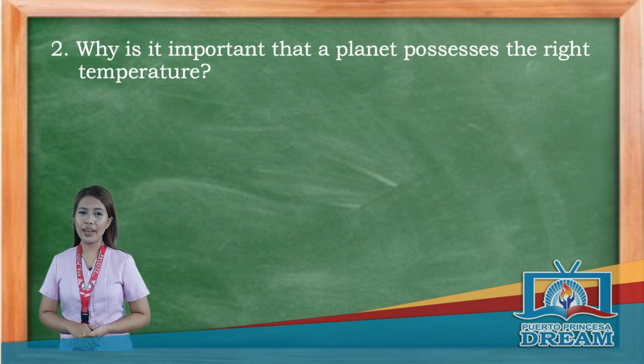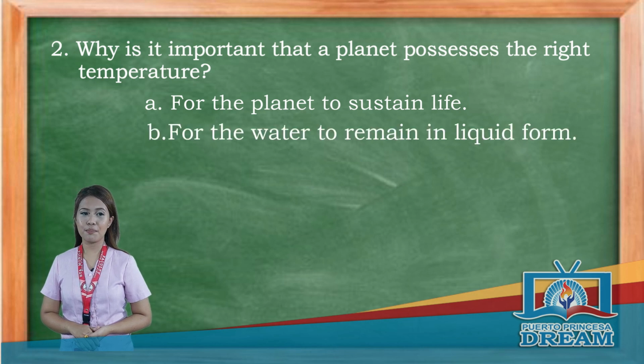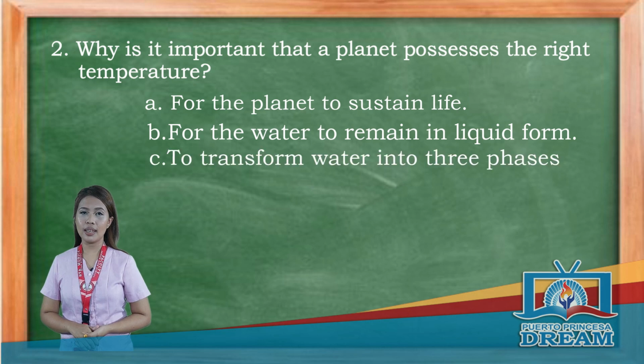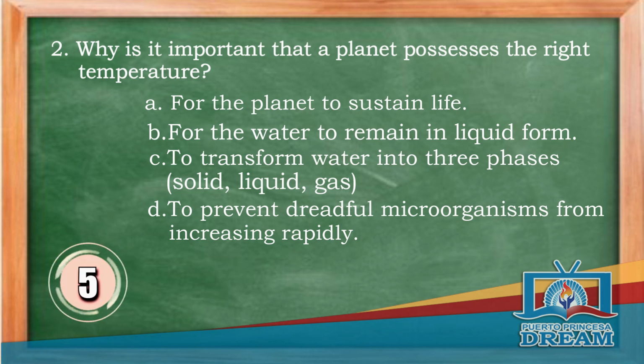Number 2. Why is it important that a planet possesses the right temperature? A. For the planet to sustain life. B. For the water to remain in liquid form. C. To transform water into three phases: solid, liquid, and gas. D. To prevent dreadful microorganisms from increasing rapidly.